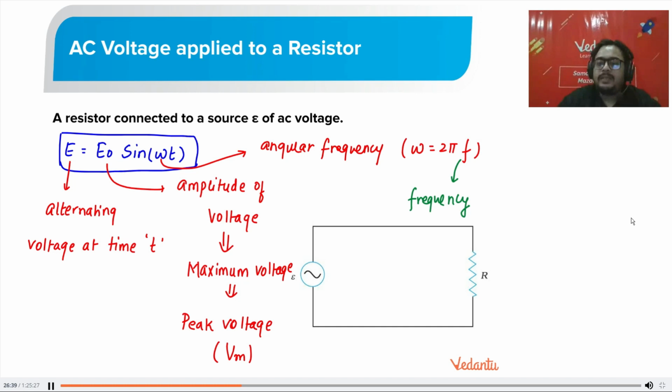How it is changing its direction. In 1 second, how many times is it changing its direction? Are you getting my point? And the quantity that is written inside sine, this thing, omega t, is called the phase of voltage. Phase of voltage. So very important terminology that you have to remember. I have written down everything. Please copy it and ask your doubts.